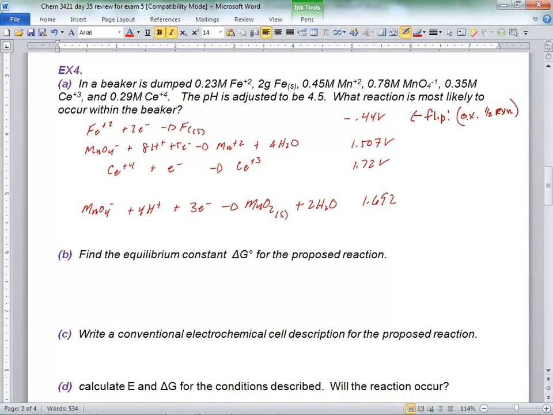Now I need to pick a reduction half reaction. Which one's going to happen first? Cerium, because it's the most positive. That's the game plan. And we could have ended up using this one, it was close. There's nothing stopping it, and I know the ramifications of it. This wouldn't show up in the Q expression anyway. But we don't have any of this to form, so it definitely couldn't go that way. It could go in the forward direction. So this will be my reduction half reaction.